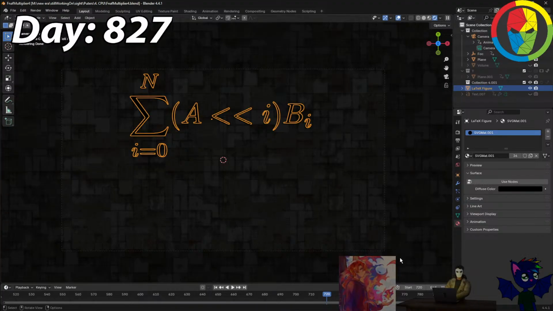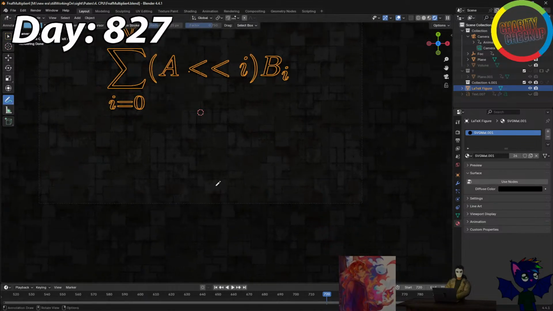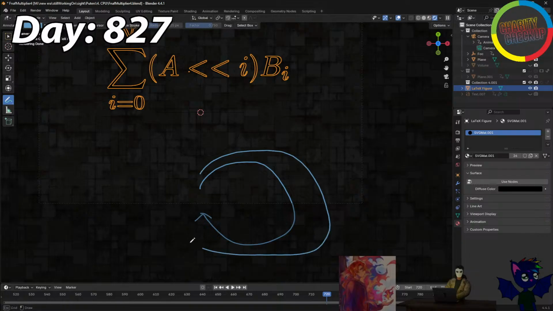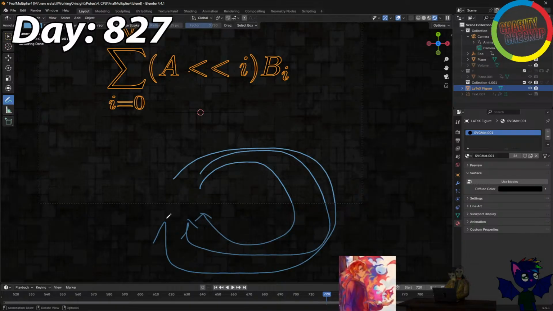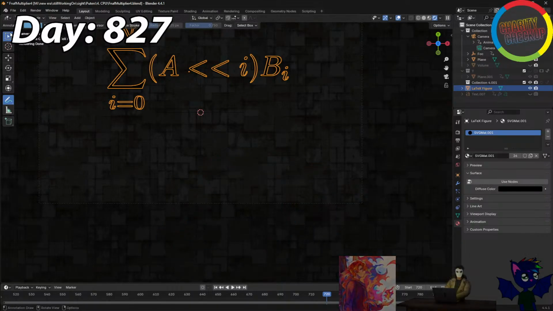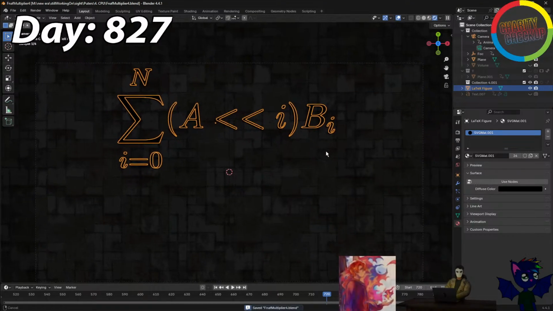Wait, so LaTeX just has a scaling factor, and then it just kept multiplying it over and over again. Let me look at it. I'll show you the error, because that's actually pretty hilarious. Yeah, it was really funny.